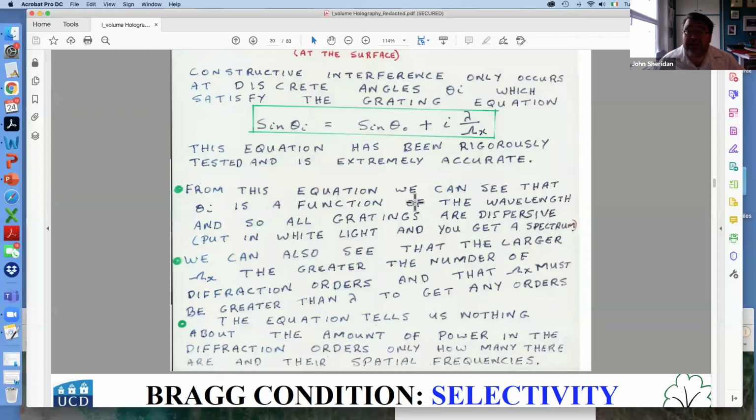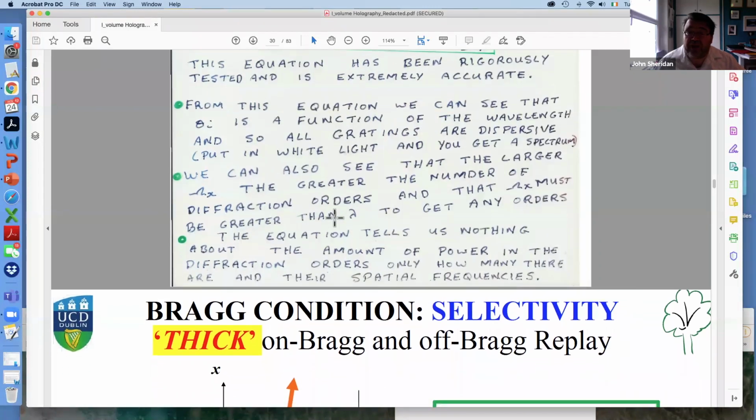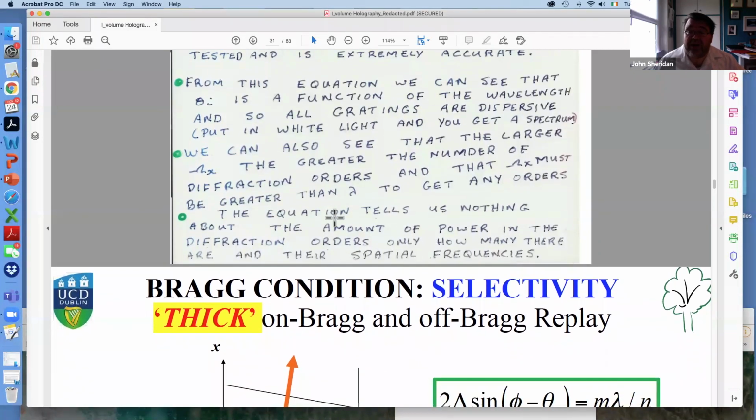From this equation, we can see that theta I is a function of the wavelength, so all gratings are dispersive. Put in white light, you get a spectrum, a rainbow. We can also see that the larger the period, the greater the number of diffraction orders, and that the period X must be greater than lambda to get any orders.